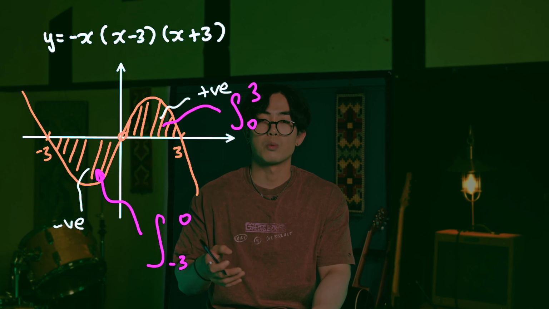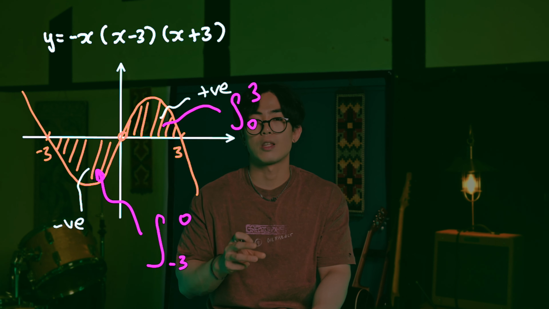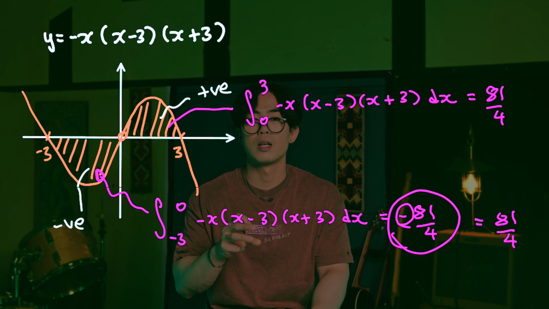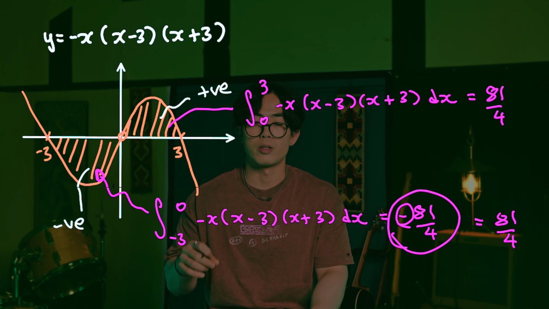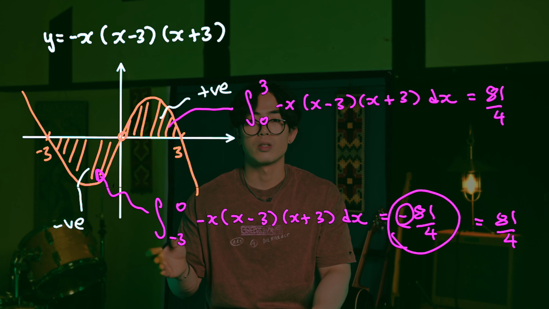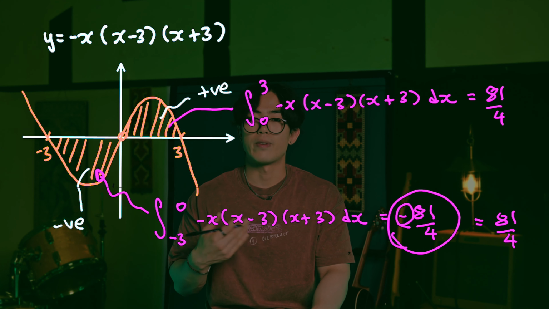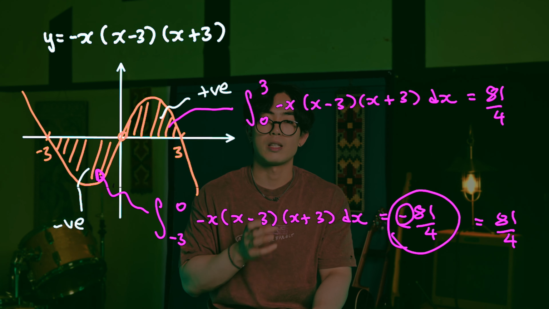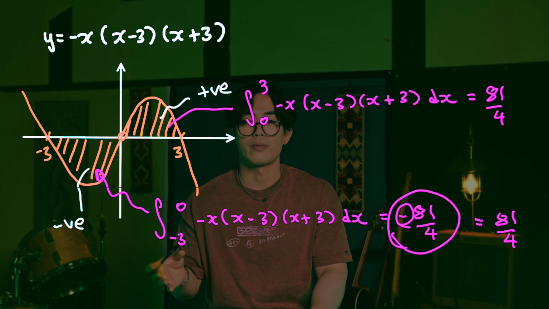So the way we do that is, well, this portion here, I actually have to integrate from minus 3 to 0. And this portion here, I integrate from 0 to 3. And what I do next is find the appropriate values, or the definite integrals. If I do, I get minus 81 over 4 for this area and 81 over 4 for this positive area.